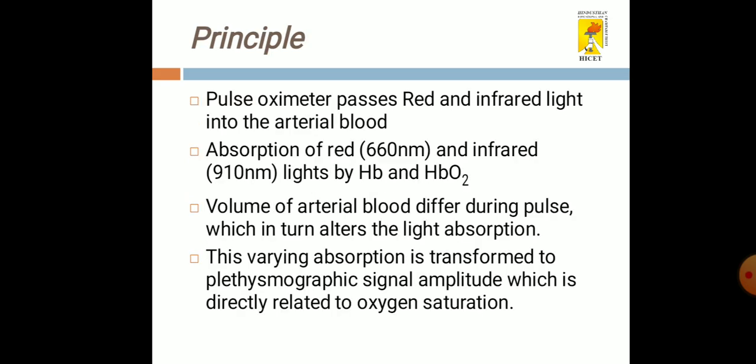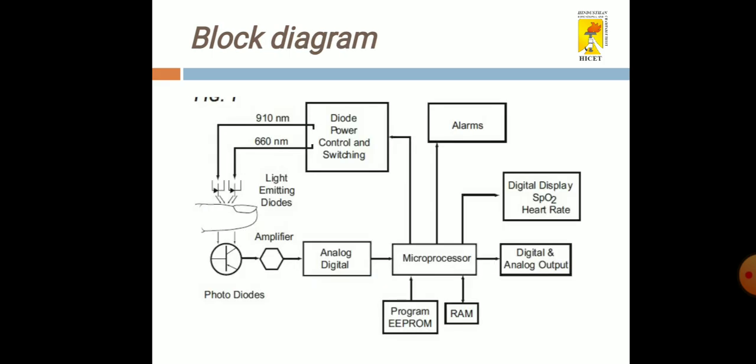The principle of the pulse oximeter: it passes red and infrared light into the arterial blood. The absorption of red is at 660 nm and infrared at 910 nm, by hemoglobin and HbO2. The volume of arterial blood differs during the pulse, which in turn alters the light absorption. This varying absorption is transferred to a plethysmographic signal amplitude, which is directly related to the oxygen saturation.